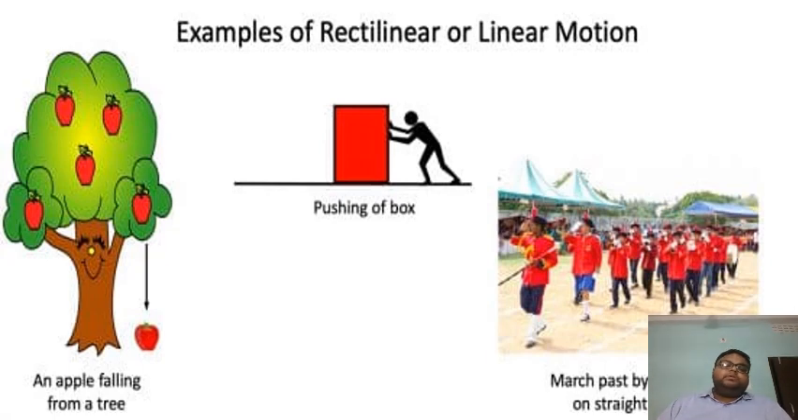Suppose that an apple is falling from the tree, so that is an example of linear or rectilinear motion. Pushing a box on the surface of a table, that is also linear motion. A march past by a band in a straight line is also linear motion. Understood students?